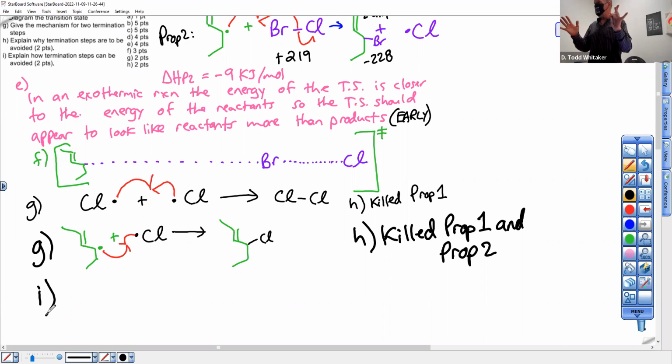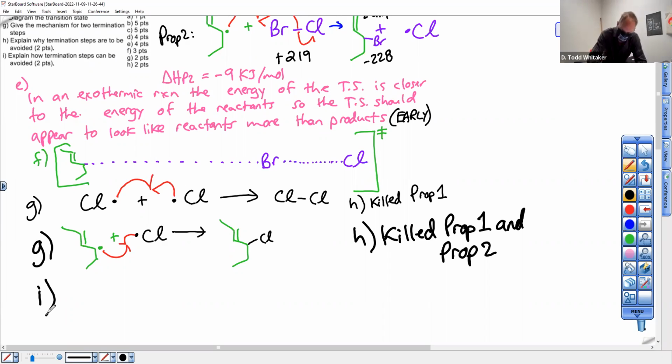when are two radicals going to meet? Are you going to have two radicals meet if there's one radical way over there and another one over there? Or are you going to have two radicals meet if there's 8 billion radicals floating around here of type A and 8 billion radicals of type B? Which one's going to have a better chance for radicals meeting? The more. If you have a higher concentration of radicals, there's a better chance for them to meet. That's not just chemistry, that's life. Right?